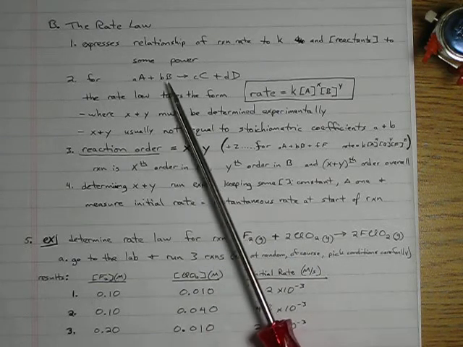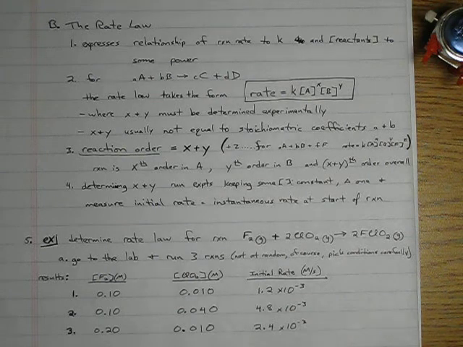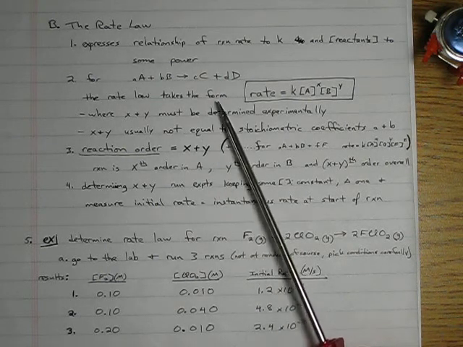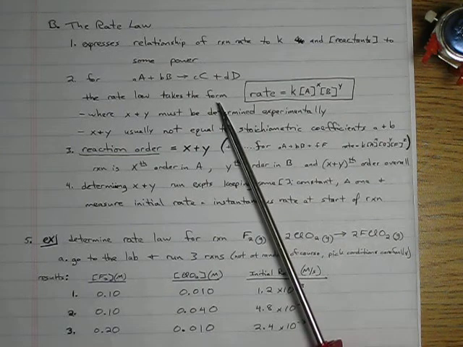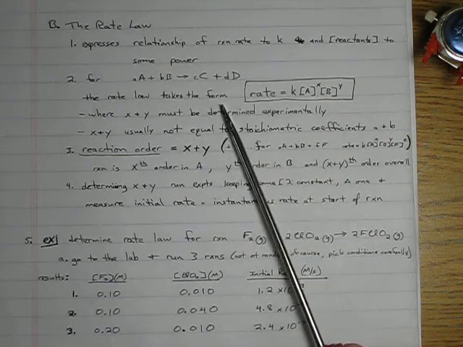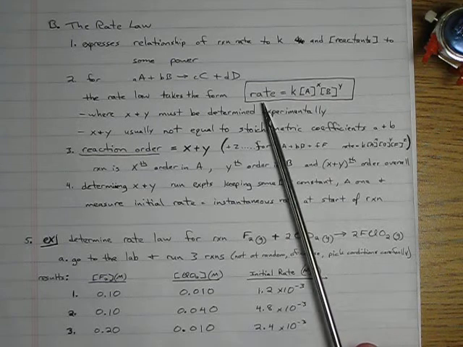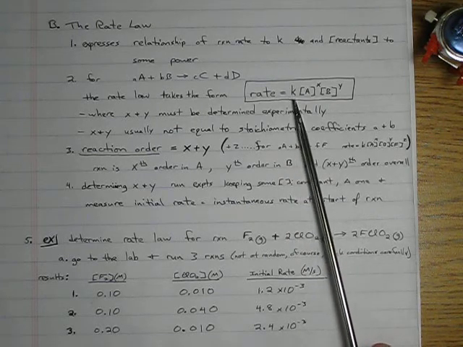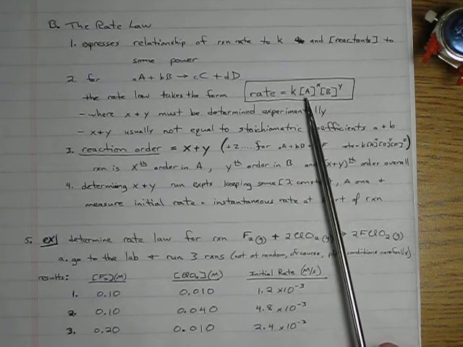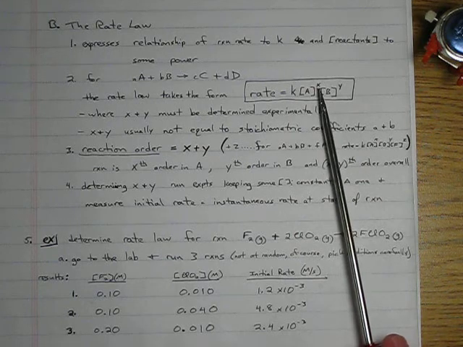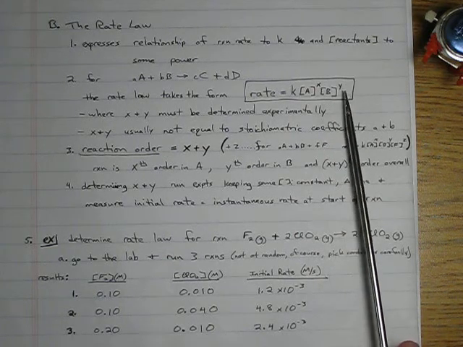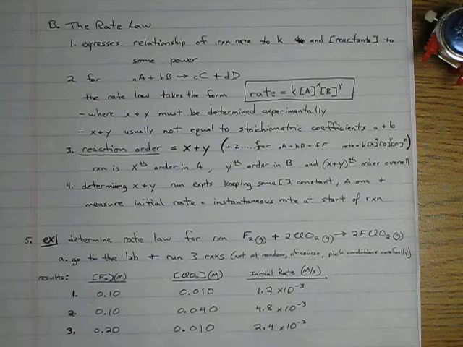A moles of A plus B moles of B goes to C moles of C plus D moles of D. The rate law will take the form. So this is the form of the rate law: rate equals the rate constant times the concentration of A to some power X times the concentration of B to some power Y. That is the form of the rate law.